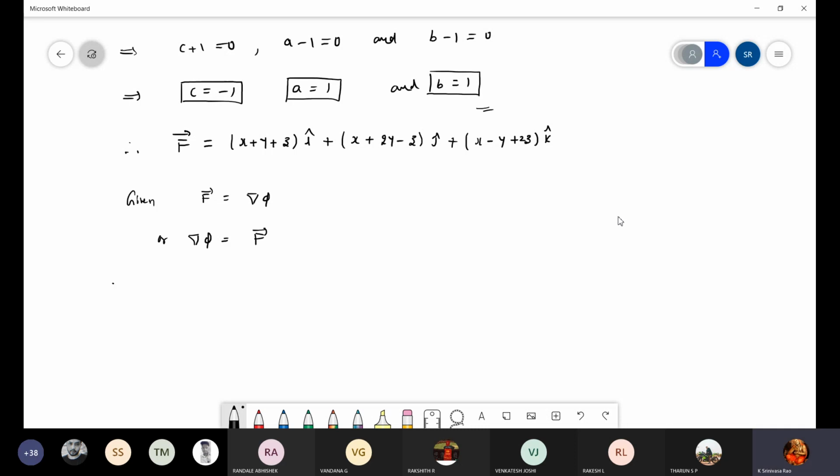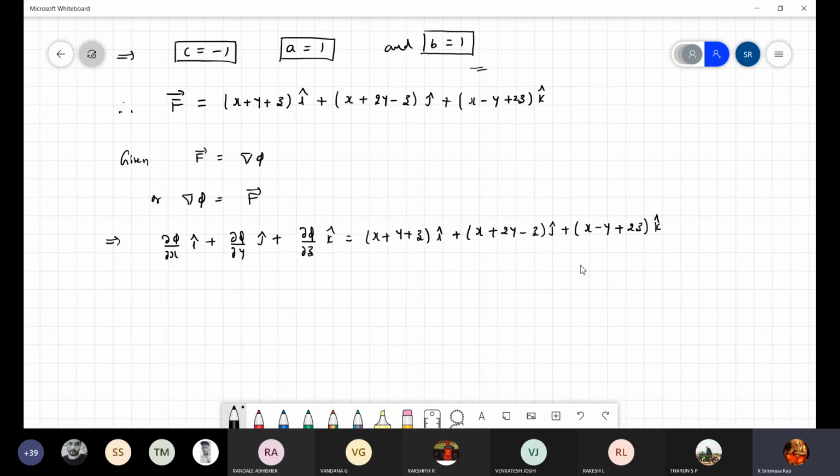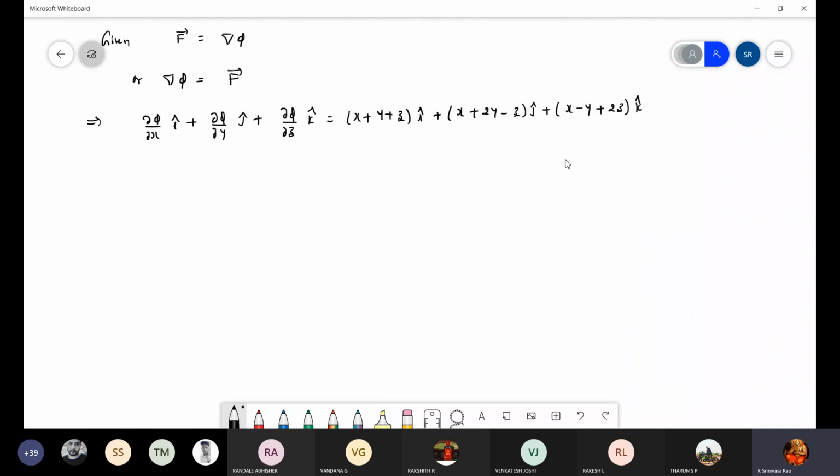Okay, that implies write down the formula of grad phi: dou phi by dou x i cap plus dou phi by dou y j cap plus dou phi by dou z k cap. That is equal to (x plus y plus z) i cap plus (x plus 2y minus z) j cap plus (x minus y plus 2z) k cap. So as usual, corresponding components of i, j, k you equate and integrate.